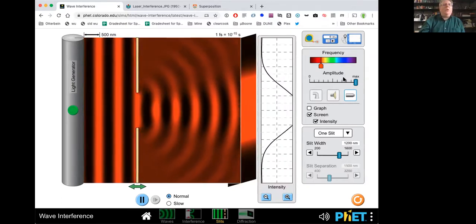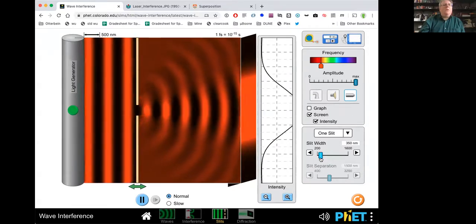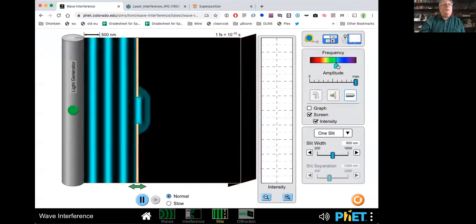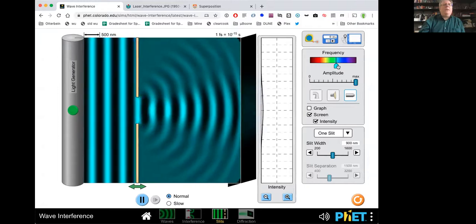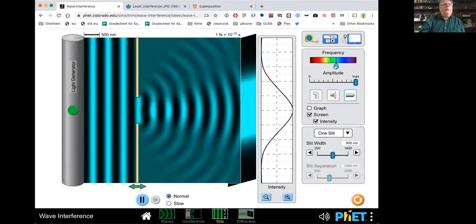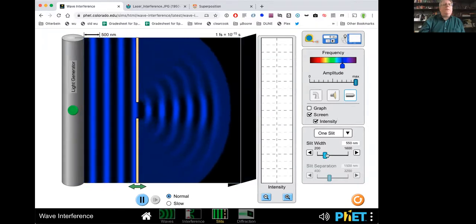Now, one thing I can do is make that slit smaller. Let me try some bluish light or some greenish light. Now this one will diffract less, so the spot will be narrower, but we'll also see something else cool here. Let me turn it up a little bit more. Let's make the slit a little smaller.